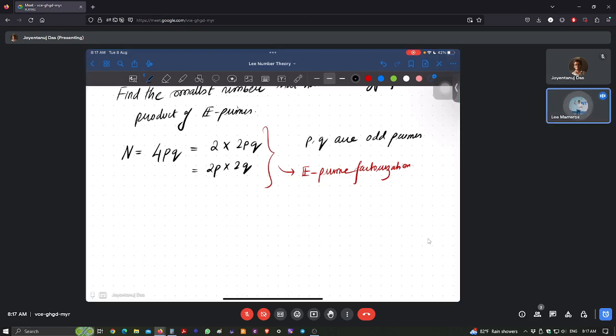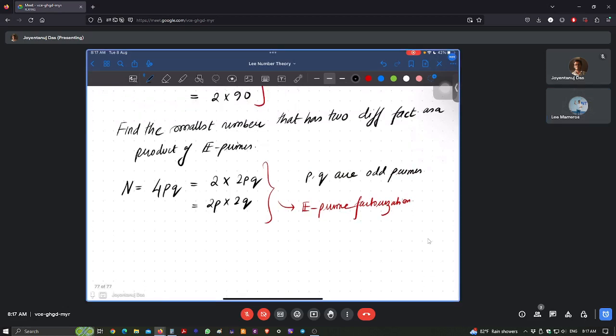So from where you're going to get the smallest one? No. The question you understood, right? What they are asking: the smallest number that has two different factorization products of E primes. Smallest number. Find the smallest number. Right. Okay. But from where you're going to get that?